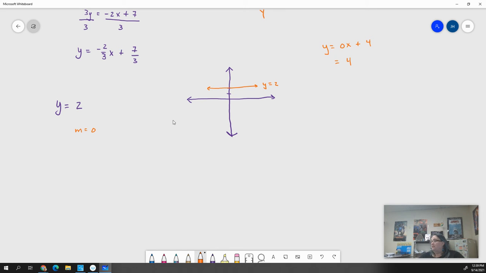Our other slope that you might be concerned with is if I have x equals something. So I have x equals 3. When I graph that, that would be a straight line up and down like this at 3. And we consider this to be an undefined slope. So if we don't have the y-intercept, then our slope is undefined.